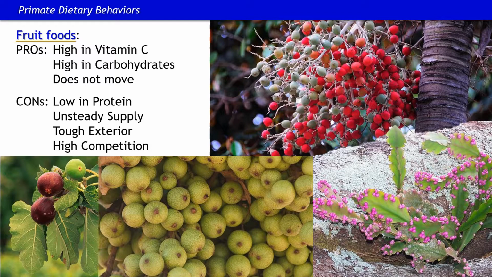Fruit foods. What are the pros and what are the cons? Well, fruit is high in vitamin C and high in carbohydrate, and it does not move. What are the cons? It's low in protein, it's unsteady in supply, it has a tough exterior, that tough outer skin, and there is a lot of competition for fruit in the rainforest. Everybody wants fruit.